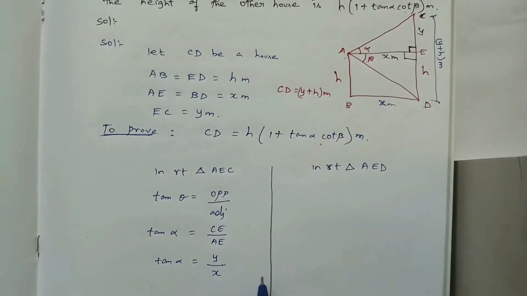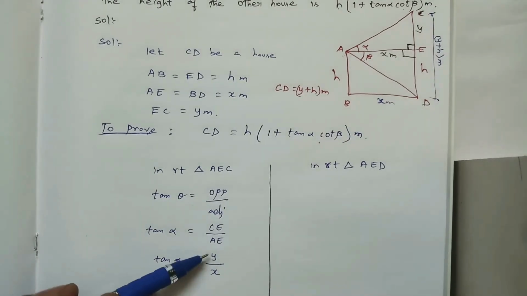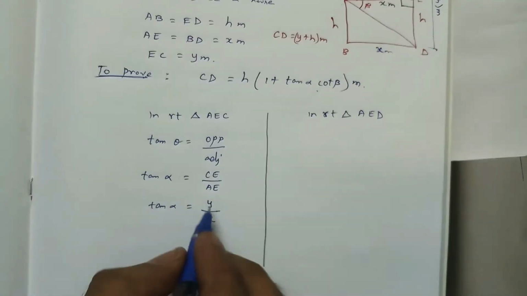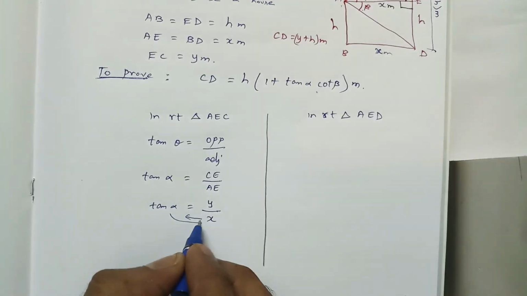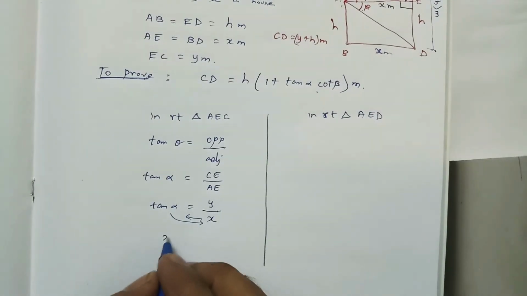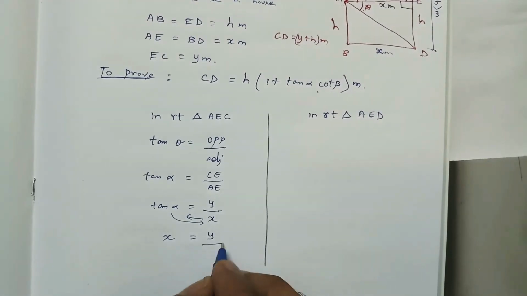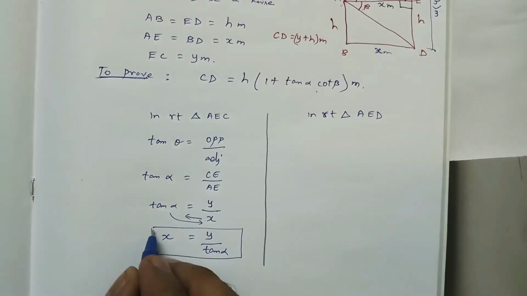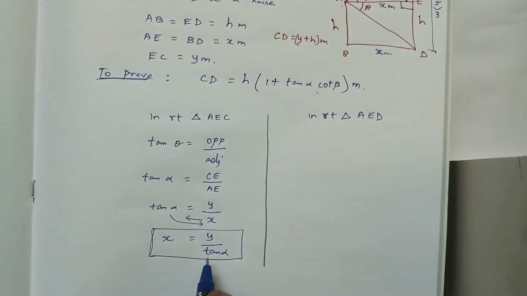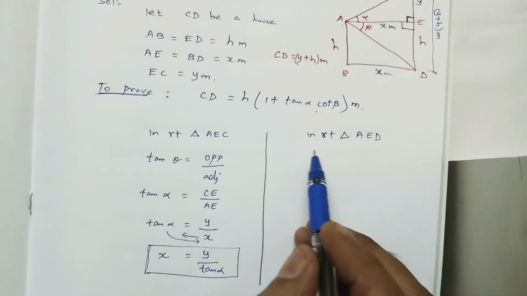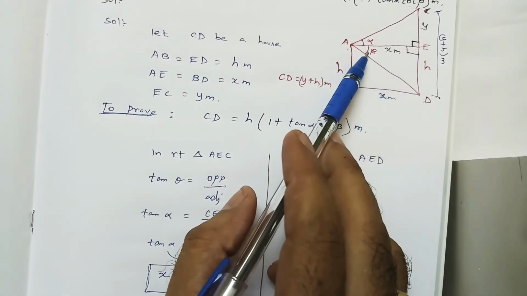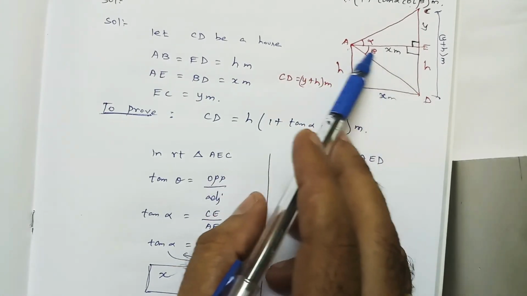What do we need, x or y? Y alone we need. So I'm going to convert the value of x in terms of y. Bring x to the LHS and tan alpha to the RHS, then x is equal to y divided by tan alpha. I found the value of x in terms of y and tan alpha. Next, in right angle triangle AED, the acute angle is beta, the opposite side is H, and the adjacent side is x meter.